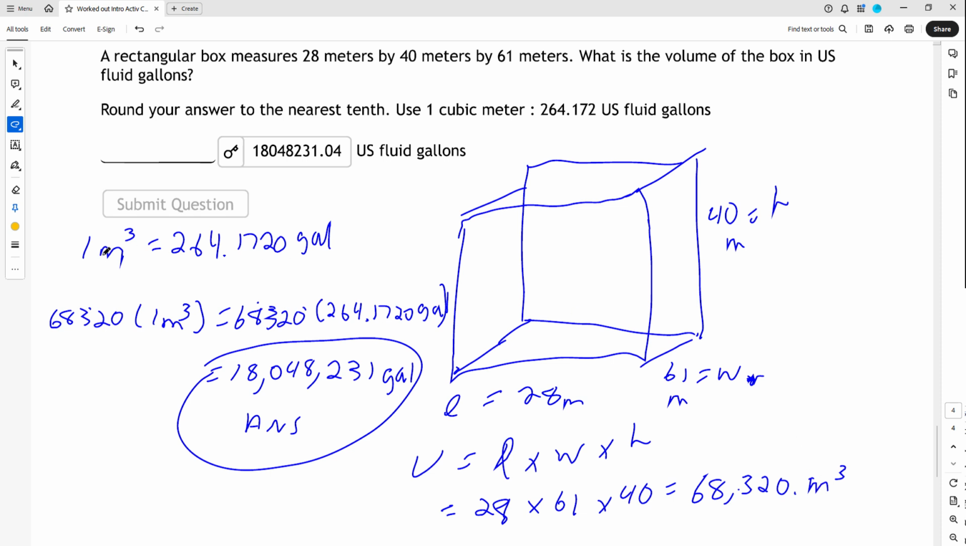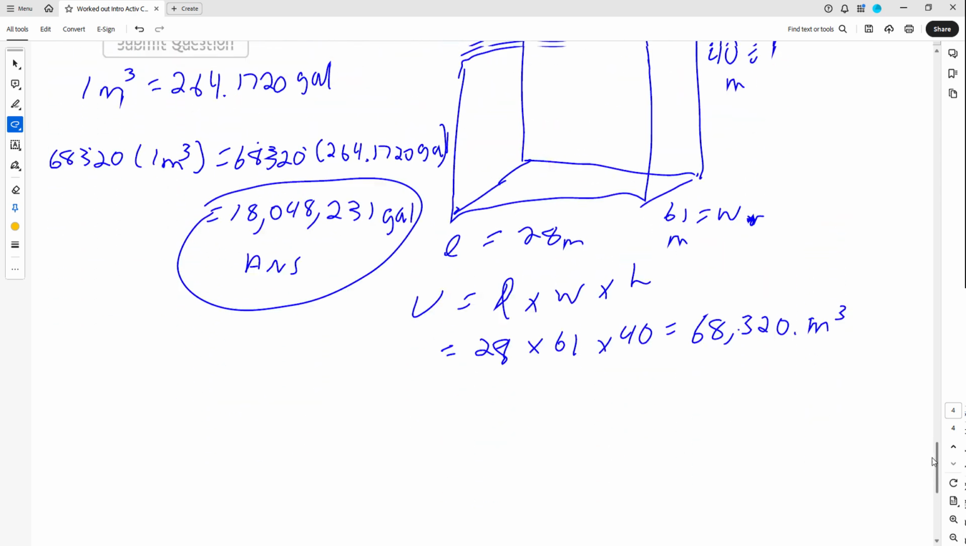Okay, so there's my equivalence there. I have 1 cubic meter is 264.1. So I multiply both sides by 68,320. And that tells me that 68,320 cubic meters is equal to 18,048,231 gallons for my answer there. And that is number 14.